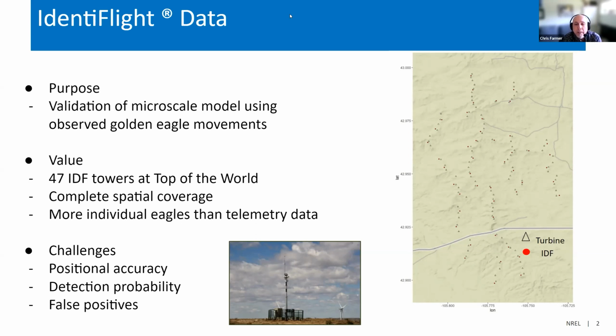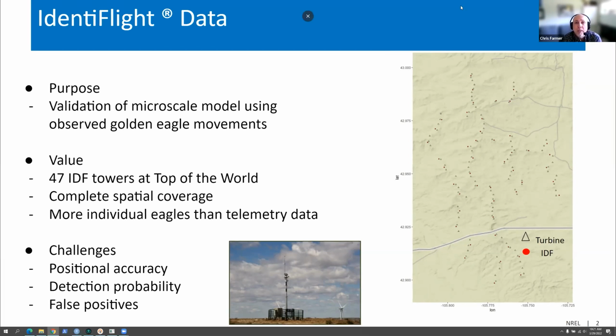Some of the challenges we need to overcome are figuring out the positional accuracy of identifications of eagles, figuring out the detection probability for eagles for a given unit and their distances from turbines, and also dealing with particularly false positives, because we do not want to validate an eagle model based on movements of things that are not eagles. So now I'm going to hand over to Angela, who will tell you what kind of progress we've been making at digging into some of these challenges.